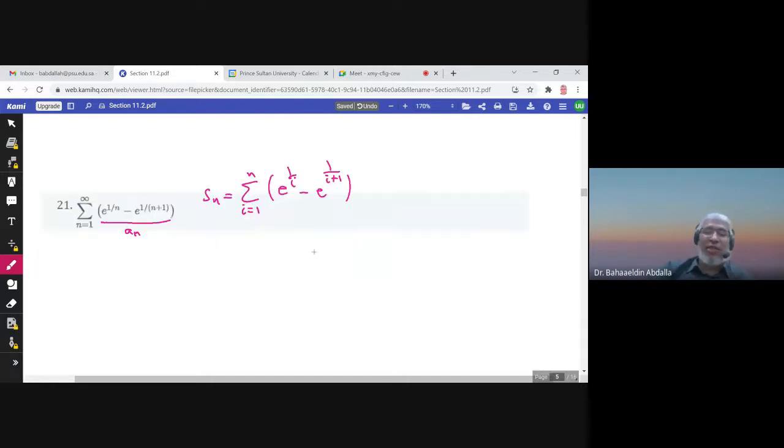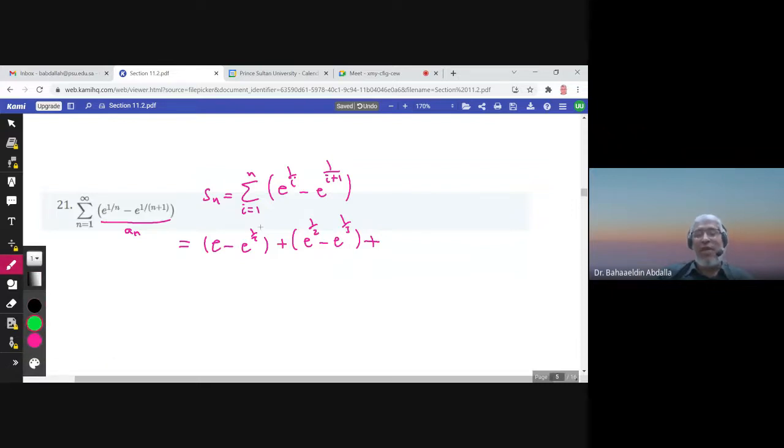Let us start writing the terms of Sn. When I is 1, I have e to the power 1 minus e to the power half. When I is 2, I have e to the power half minus e to the power 1 over 3. Notice that the difference between n and n plus 1 is 1. So Sn here will consist of 2 terms only. So it's enough to write 2. I can understand from here that this will be cancelled with this immediately. So this second term will be cancelled with this. And we will be left with e here.